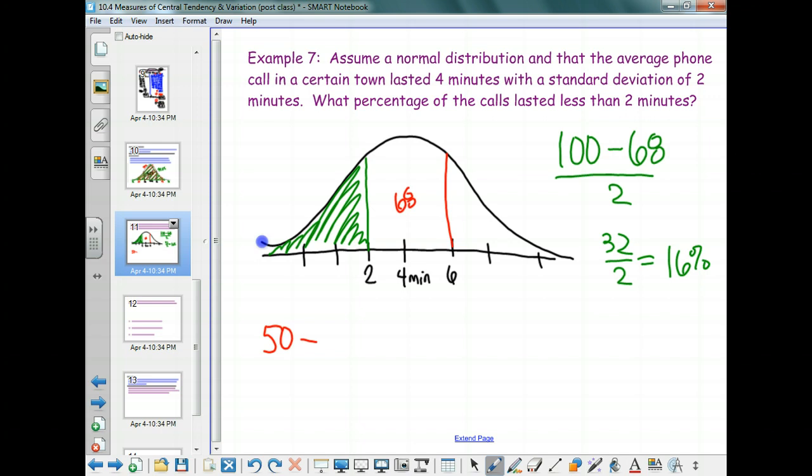So let me take a step back. Why are you using 50%? Okay, so you're going from the 4 over to the left, right? That's half of my picture, 50%. Everybody with me? So what would I do with that 50% then?